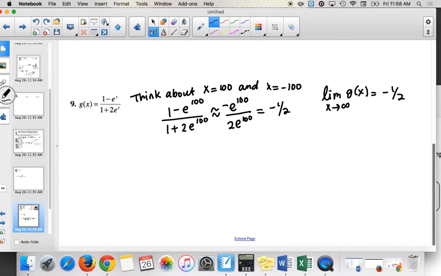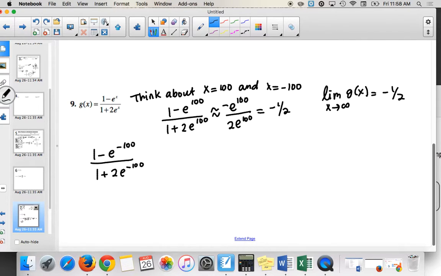But let's talk about negative 100. So if I plug in a negative 100, I have 1 minus e to the negative 100 over 1 plus 2e to the negative 100. And I'm going to be really careful. I'm not getting rid of those 1s this time. Because e to the negative 100, what is it very, very close to?